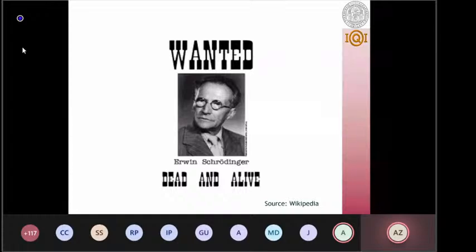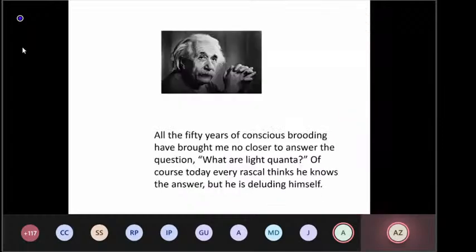I want to come to the end. This is a famous poster found on Wikipedia. It says, "Watch everybody who has wanted death for a life, but then in the life, but whatever that might mean." Here is an interesting statement, a very humble statement by Einstein.